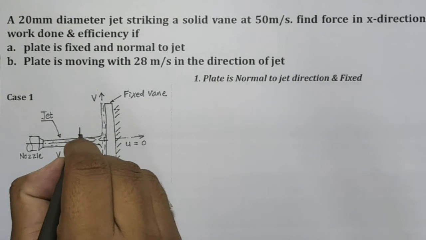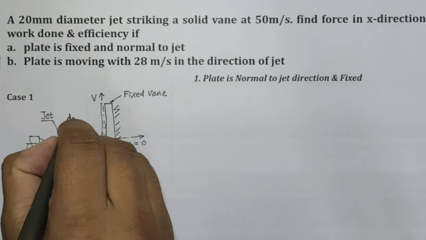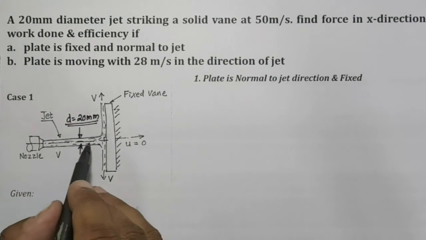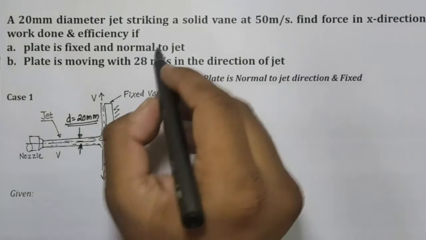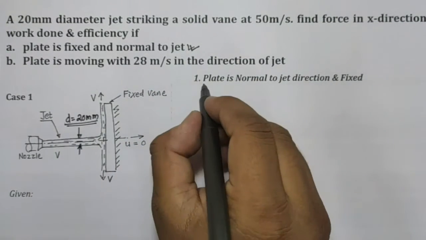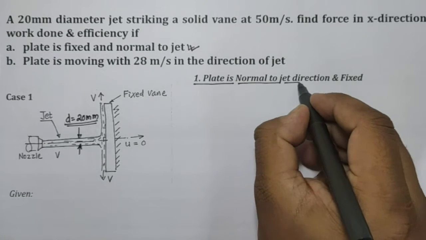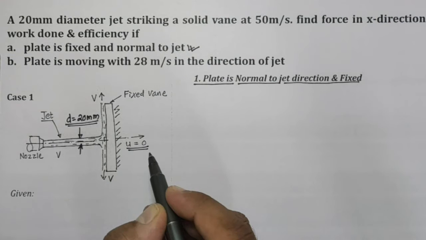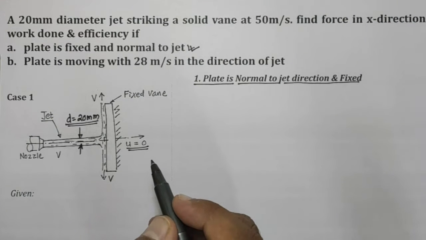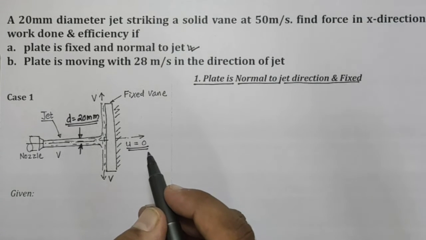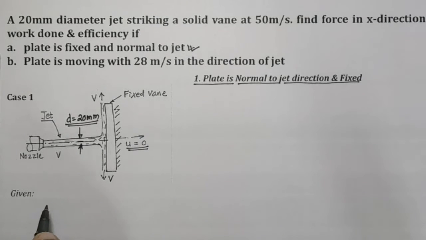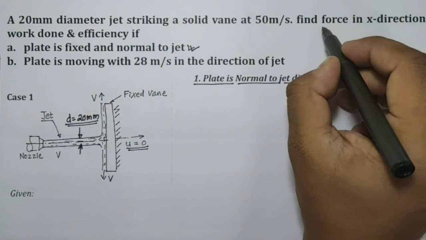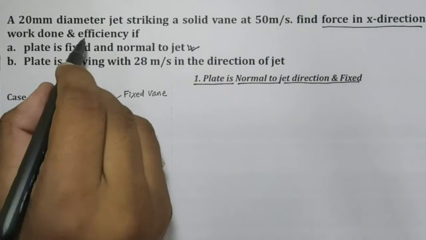So here we have a jet having diameter 20 mm. This jet is striking this plate when the plate is fixed. So let us first of all take the first condition that the plate is fixed. That's why u is equal to 0. U is nothing but the velocity of the plate. In the first case, we have to find out force in x direction, work done and efficiency.